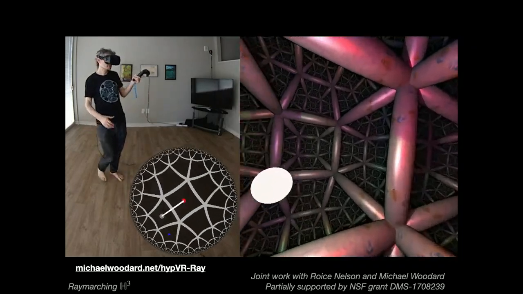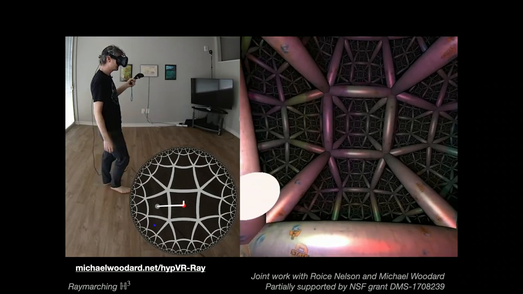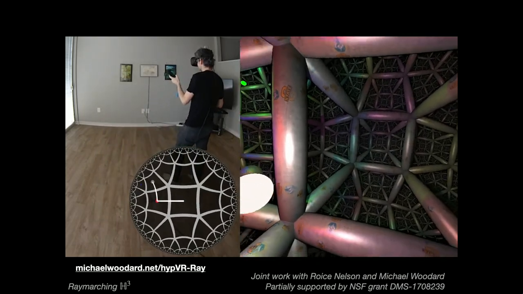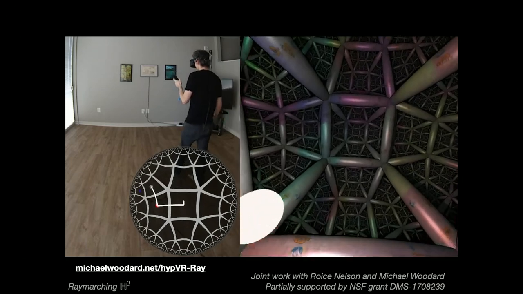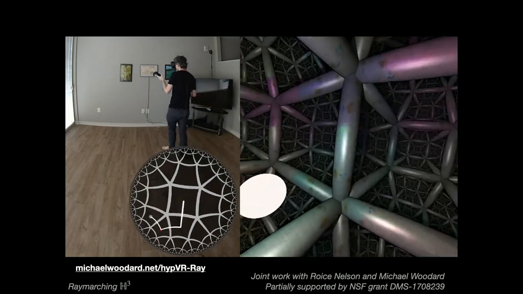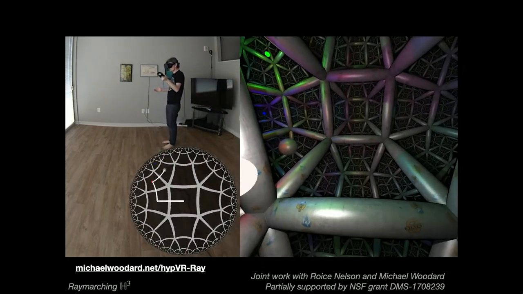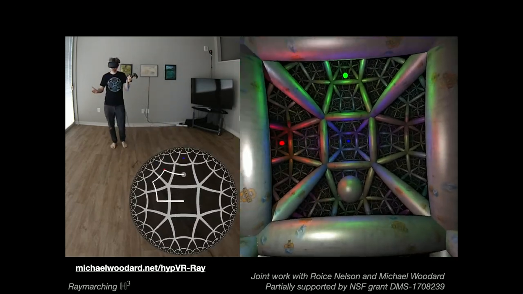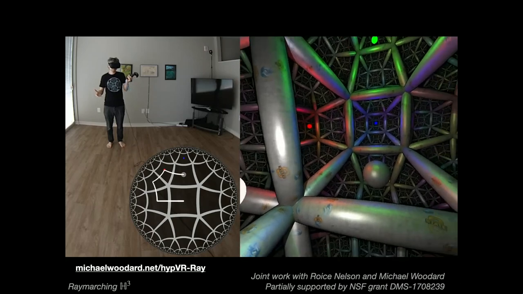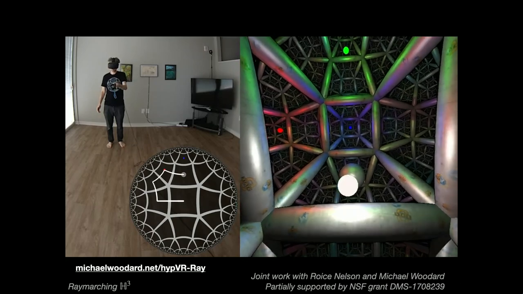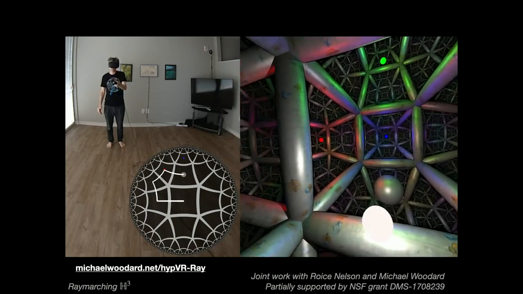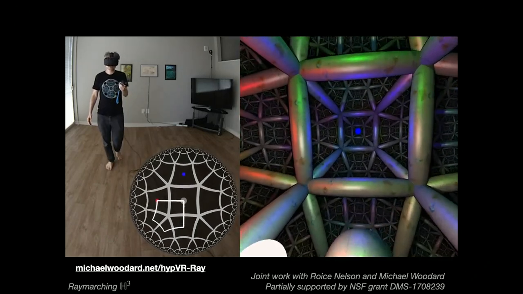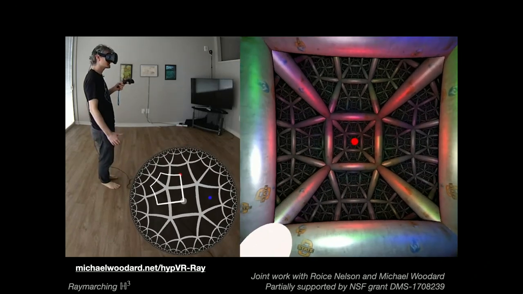So this is a virtual reality hyperbolic space illustration. I'm walking around a square in the real world, but I end up walking around a pentagon in hyperbolic space. The movements that I'm doing in real Euclidean space are translated instantaneously into isometries in H3. And holonomy shows up again. I'm back where I started in the real world, but I need to go one further side of the pentagon to get back where I started in the hyperbolic space.